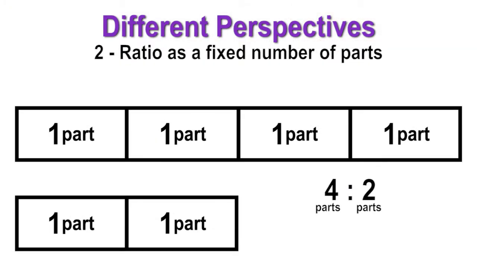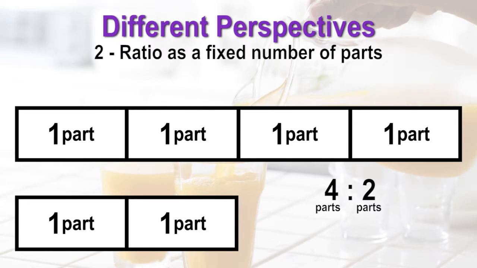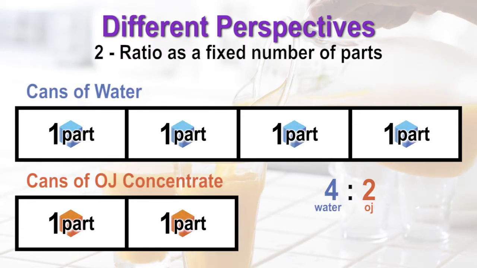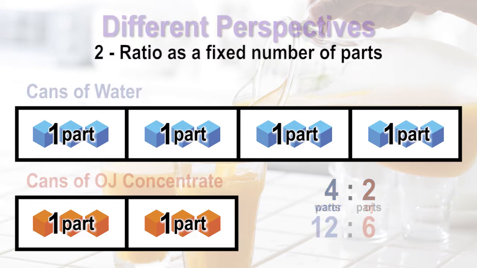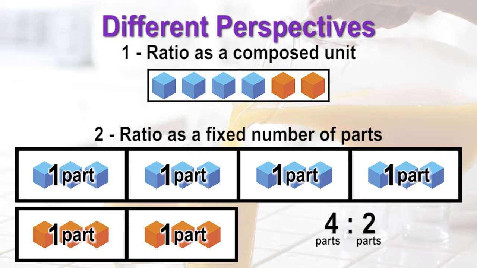The second perspective looks at ratios as a fixed number of parts where the size of the parts vary, or in other words, the number of groups is fixed and the size of each group varies. Let's use the orange juice example. The ratio is 4 cans of water to 2 cans of concentrate as seen here. Each part is 1 can. This next image shows the recipe tripled. The ratio is still 4 to 2, but each part is now 3 cans instead of 1 can, or the amount of each group has changed from 1 can to 3 cans. Both perspectives generate equivalent ratios.